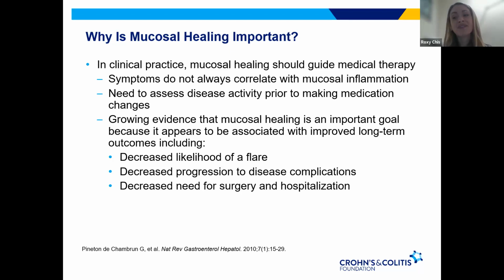And we do have a number of studies, and like I said, a lot of medications that have come out in order to help us achieve mucosal healing, because we know that having healed mucosa decreases the likelihood that they'll have a flare, decreases the likelihood of complications like strictures, fistulas, and it also decreases the need for having further surgery, specifically decreasing the likelihood of cancer.